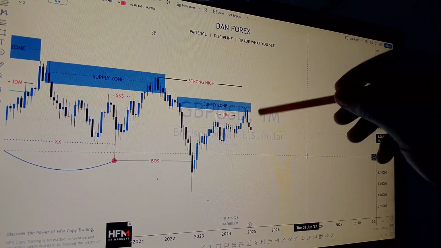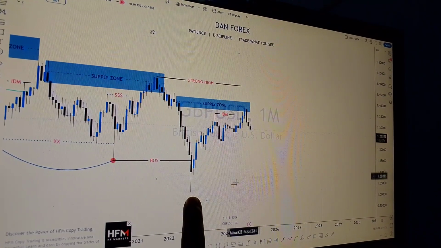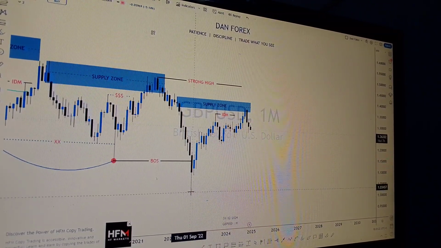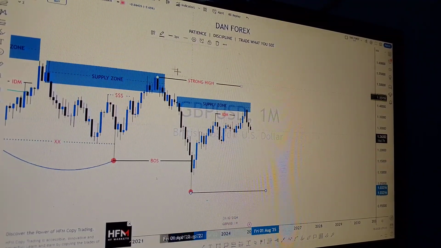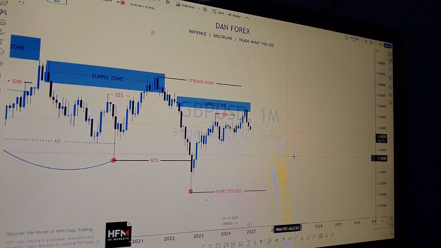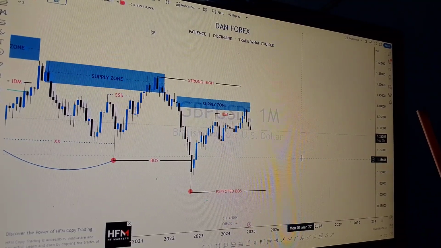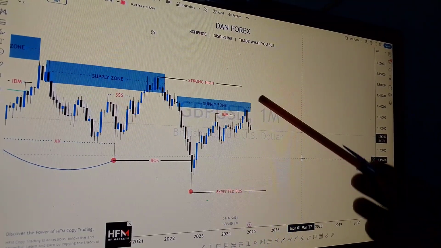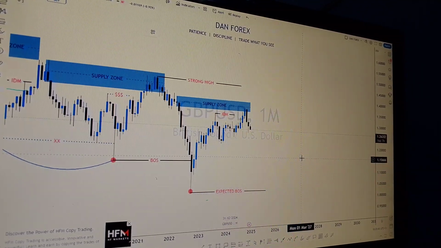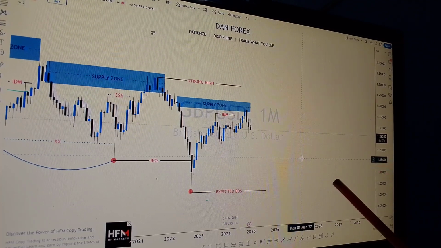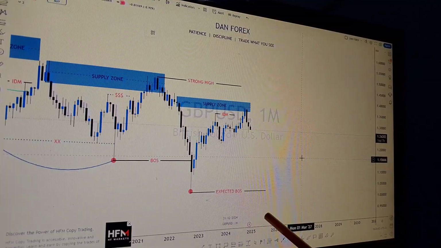All right, so we are expecting the market to react from this supply zone, and we target this low. So this low will be our expected break of structure on monthly, right? This low, we are just expecting it to be broken, right? So we are expecting the market to react from this supply zone and break that low. But remember, this is on a monthly, so it will take time for the market to reach this level, right?